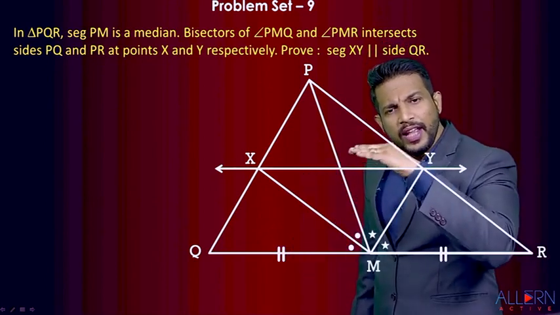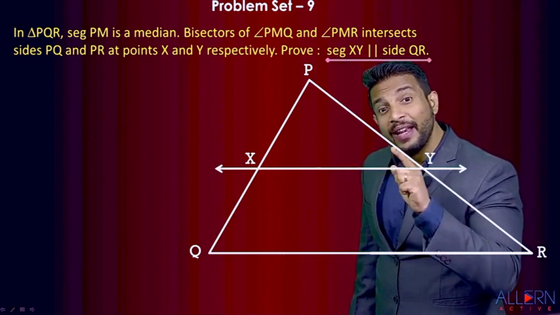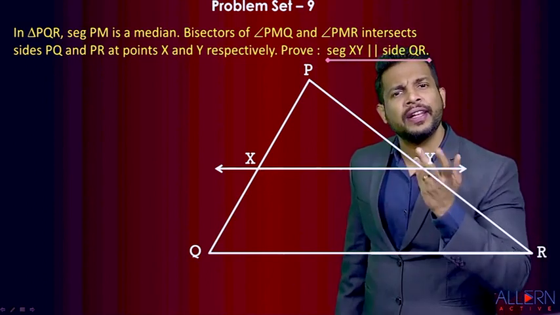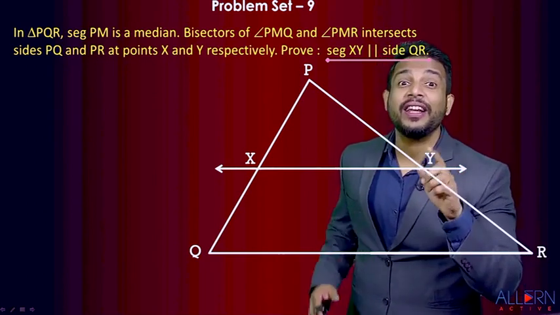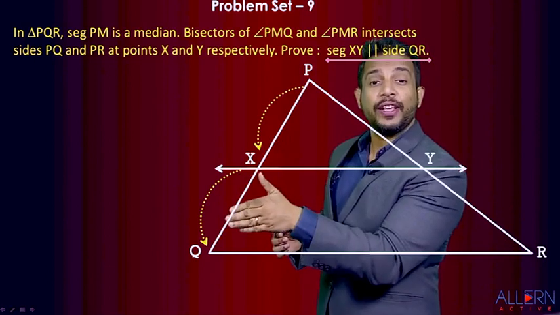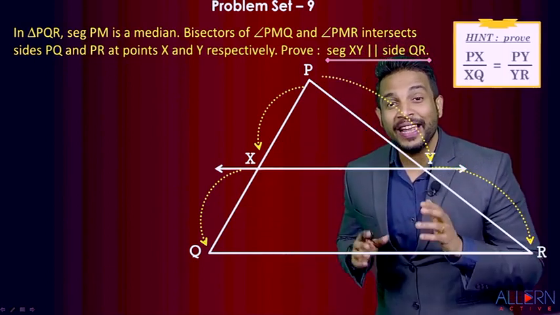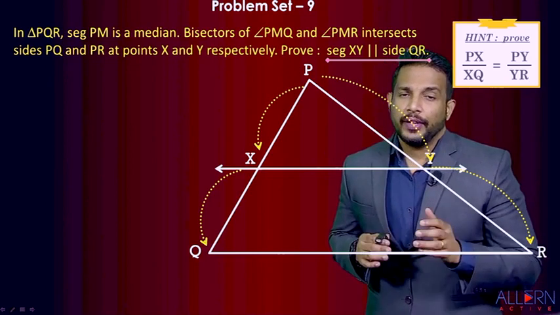Now let's understand. We want XY parallel to QR. That means we want a line parallel to a side in a triangle. When will that happen? You're very correct. If the ratios are equal. Which ratios? We should get PX upon XQ equal to PY upon YR. We want these ratios to be equal. That's the hint, right? Now, how do we get that?